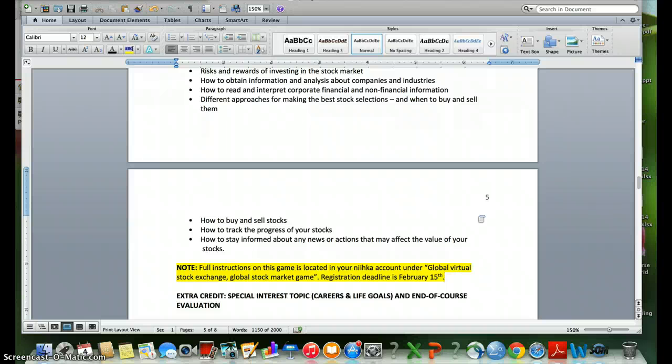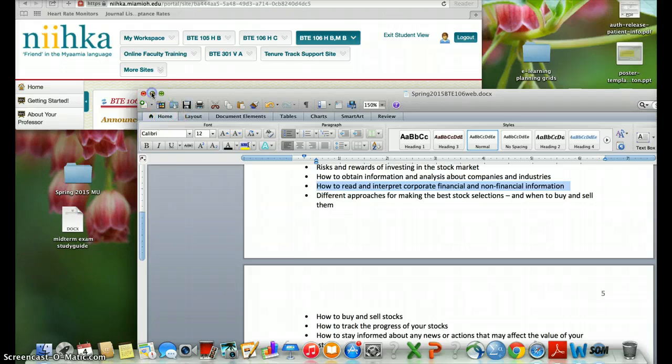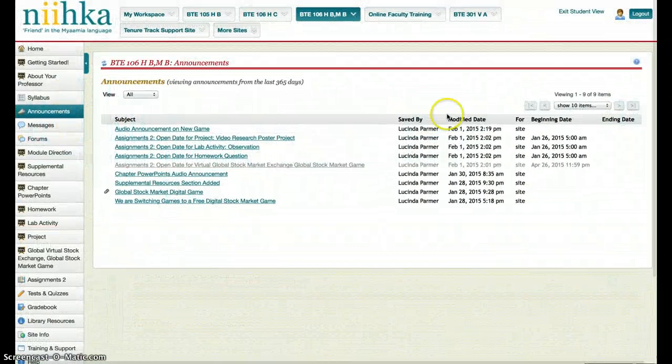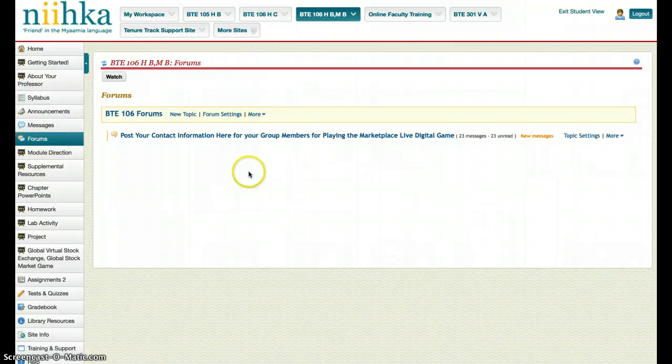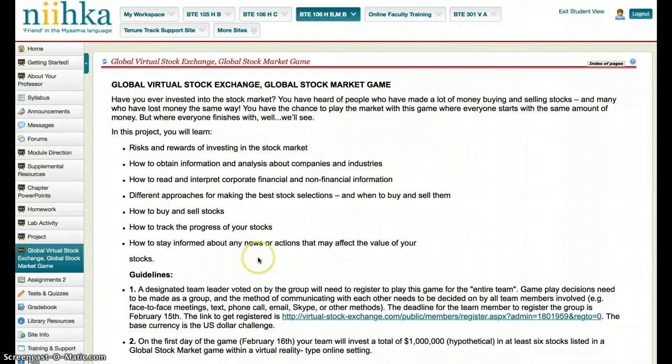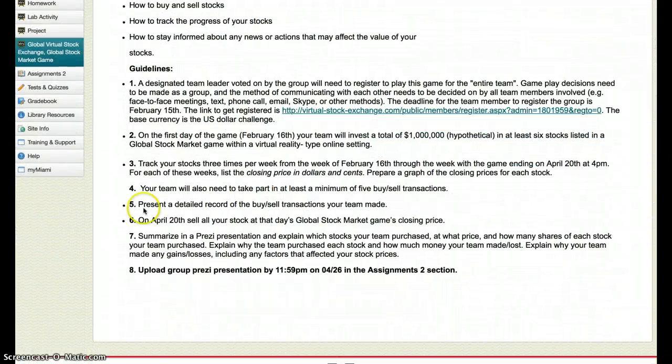I have posted a forum in niihka. So if you look in your niihka account, here's some information. And as you can see, a lot of you have already posted your information. You're going to need each other's contact information. And as a team, you need to decide the best way that you're going to communicate about which 6 stocks to invest in. So if you look at this section, essentially the guidelines are here.